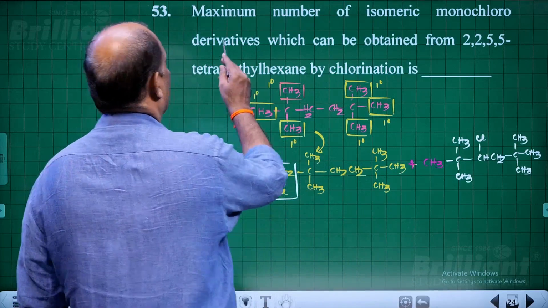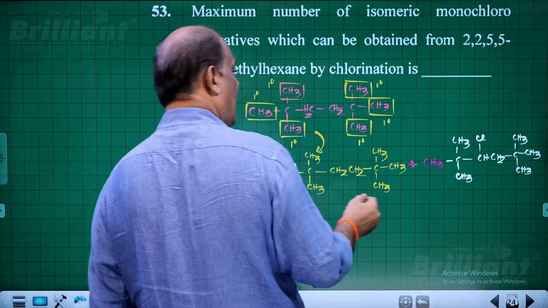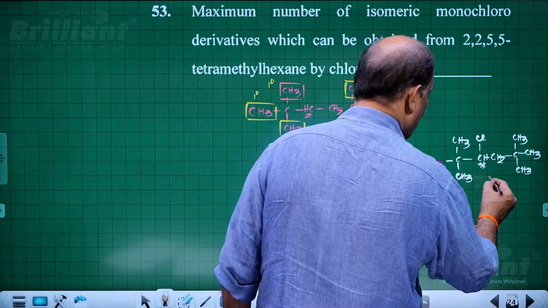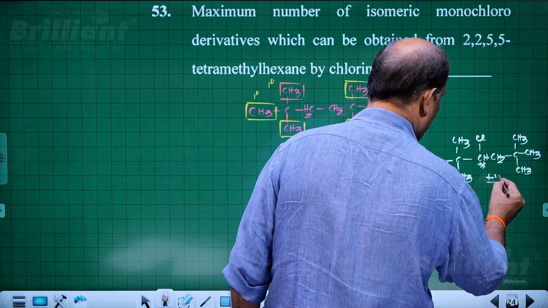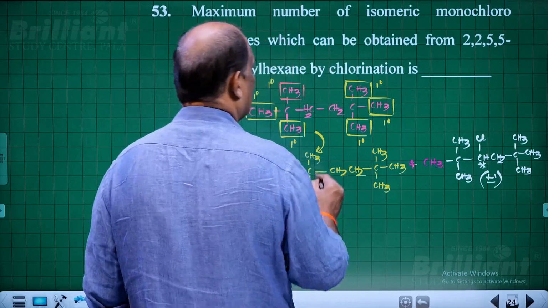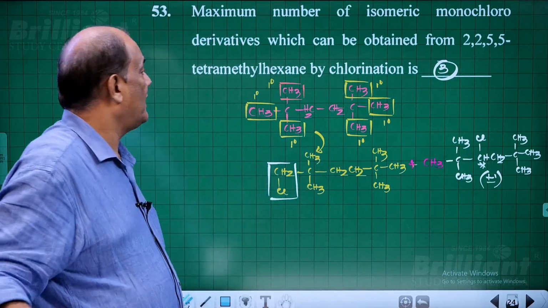What has been given? The number of isomeric monochloro derivatives. Now, generally what happens? Here this is the chiral carbon, so plus and minus. So here generally 1. So totally how much? You will be getting 3.